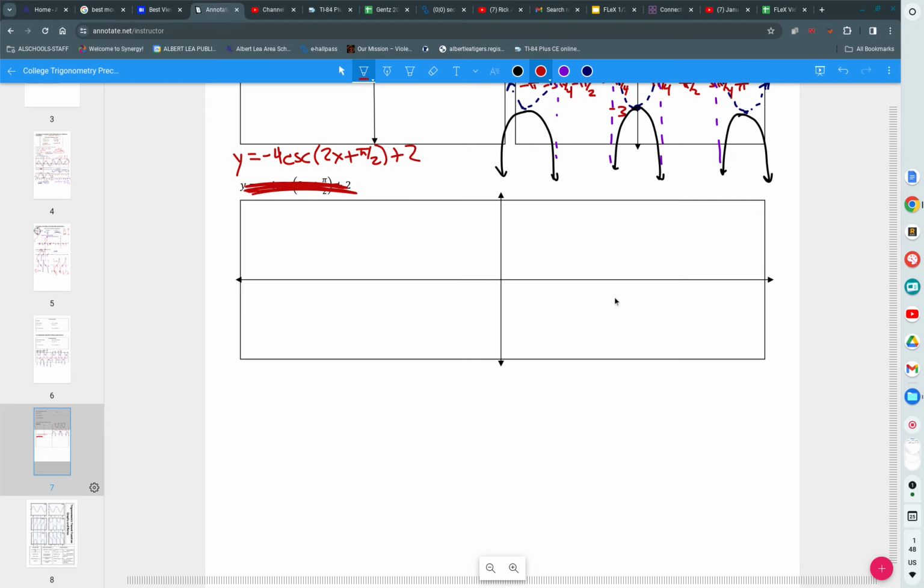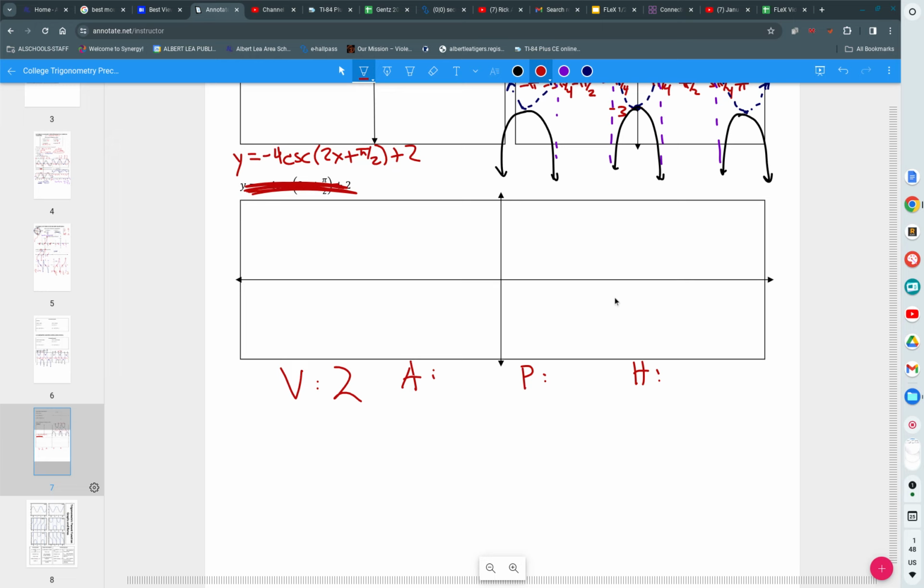I'll try to maintain focus through this whole piece. Notice I have 4 transformations taking place. I always start with the vertical shift, then the amplitude, then the period, and then the horizontal shift. So we'll take it piece by piece. What is the vertical shift? It's up 2.